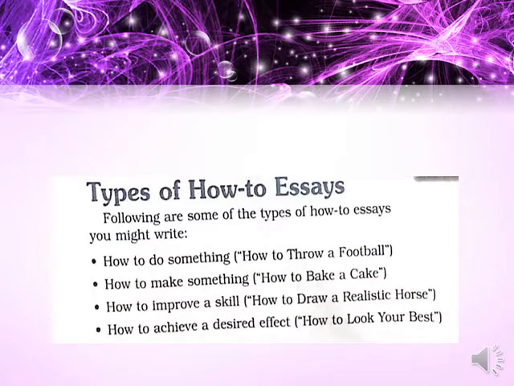So what are the types of how-to essay? Following are some of the types of how-to essay you might write. How to do something, like how to throw a football, or how to make something, like how to bake a cake, or how to improve a skill, how to draw a realistic horse, or how to achieve a desired effect, how to look your best.